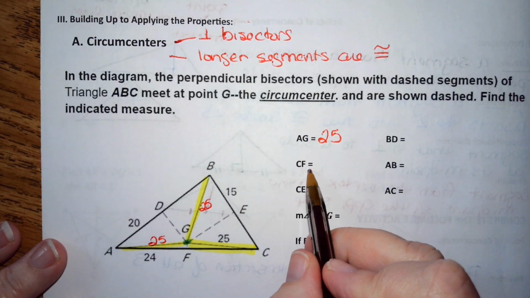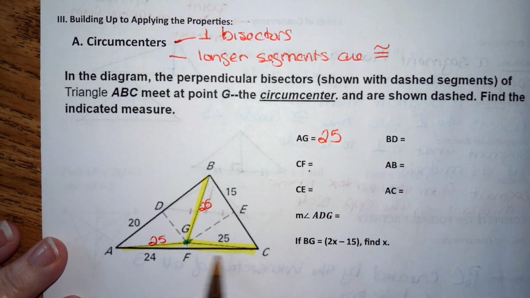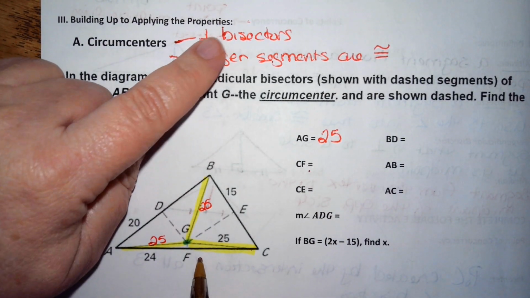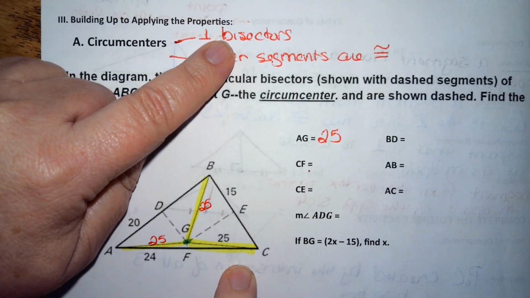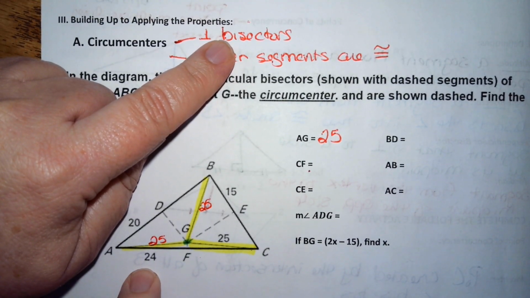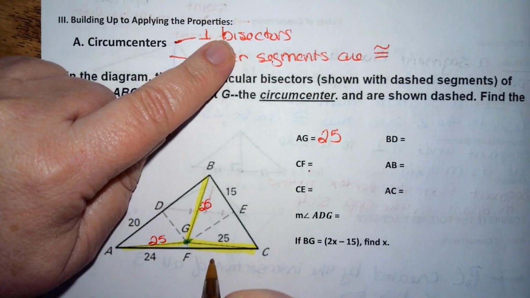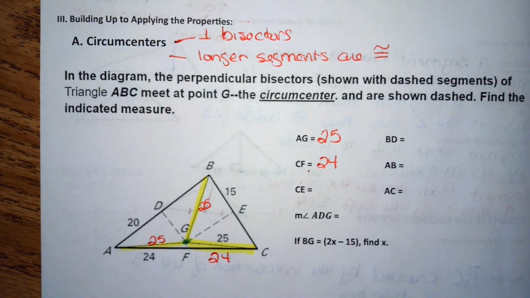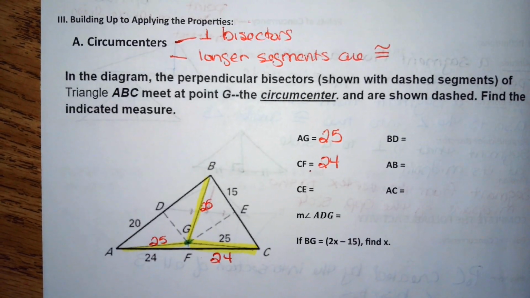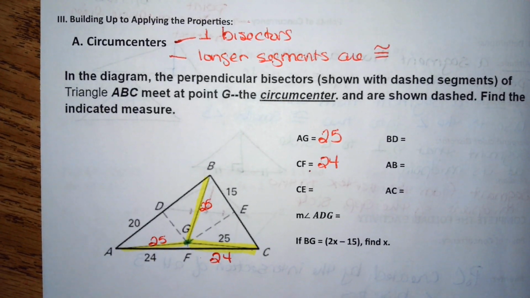All right, CF. That's this one right here. Well, these are perpendicular bisectors. So what's happening to AC? It's split in half. So if this half is 24, this half is 24. So see, it's not that difficult. The difficulty is just knowing the properties.